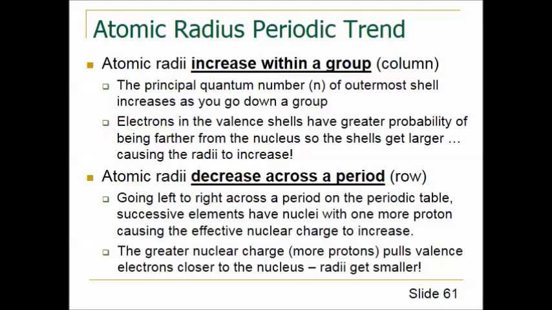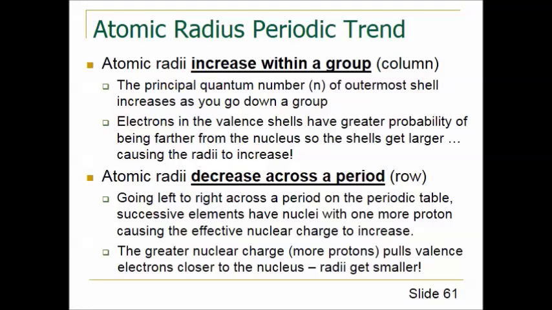Electrons that are in valence shells have greater probabilities of being farther from the nucleus as you go down that group. So since the 1s is a smaller orbital than 2s, and 2s is smaller than 3s, etc. So the valence electrons are getting further and further from the nucleus. Because the valence electrons are further and further from the nucleus, the radii of the atoms increase. That's a pretty simple idea.